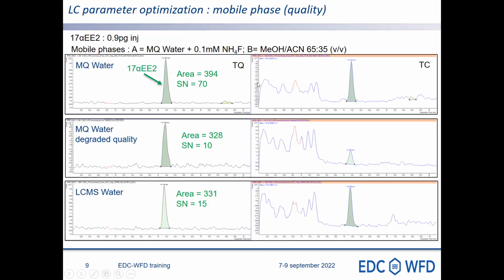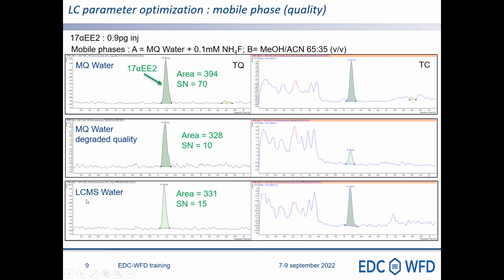Here you see, once again, the importance of the quality of your solvents to achieve the best sensitivity. Here you have the experience of one lab using different kinds of water to prepare the mobile phase: Milli-Q water and Milli-Q water of degraded quality. For instance, you can have some problems with your production system, and you can also have holidays where you do not use it, and when you come back, you take water and you can have some trouble.